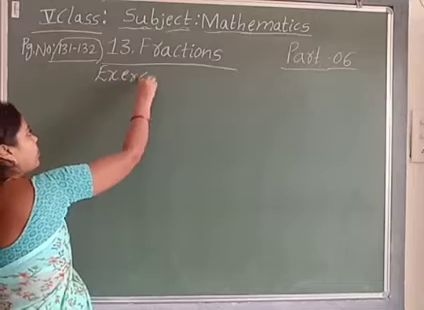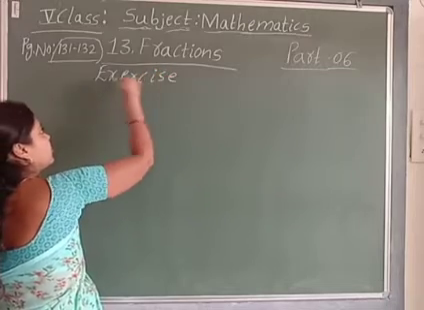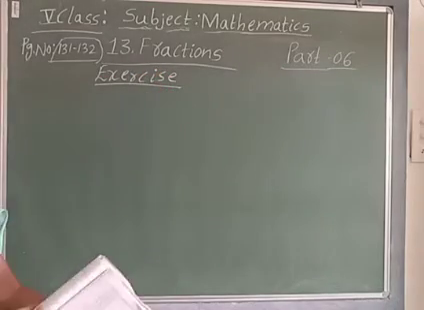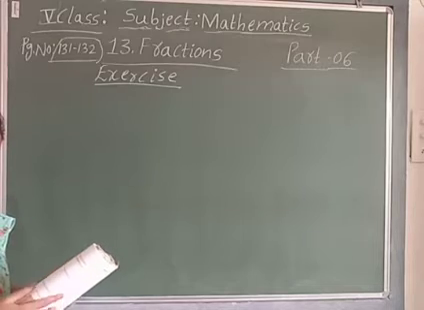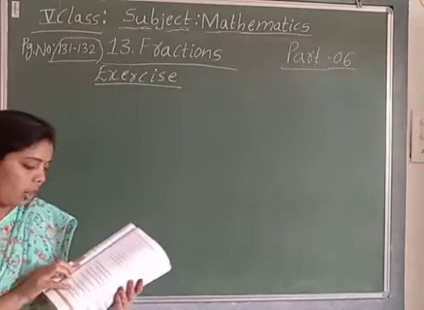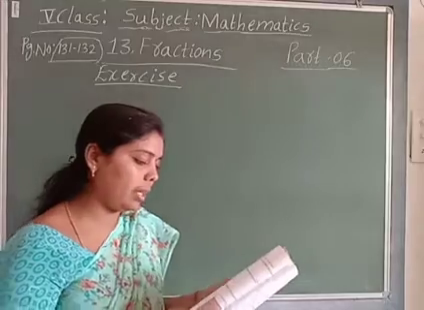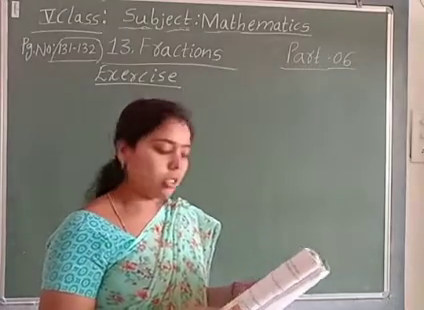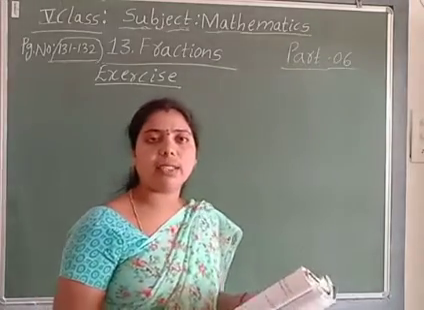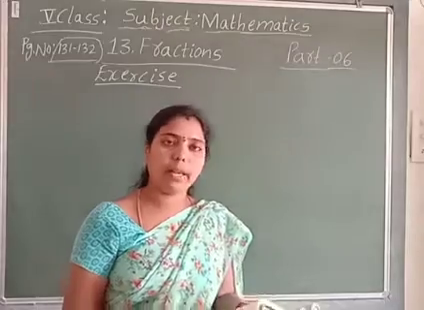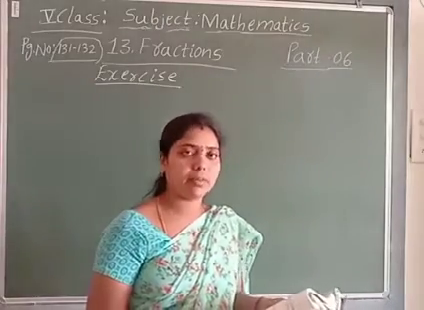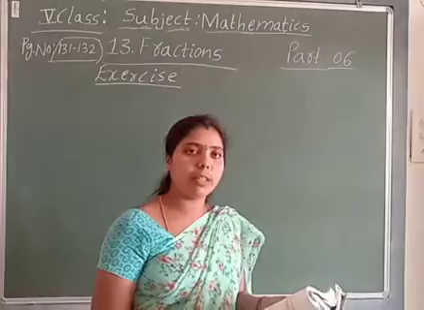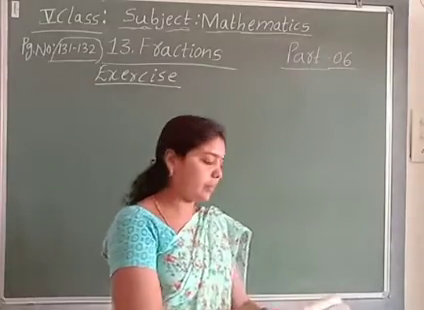See children, first bit: the figures given below have been divided into equal parts. What part of each figure has been shaded? So in the shaded part, how many parts are there? Write that in the denominator place. How many parts are shaded? Write that in the numerator place. I already explained this in the previous classes. You will write that.